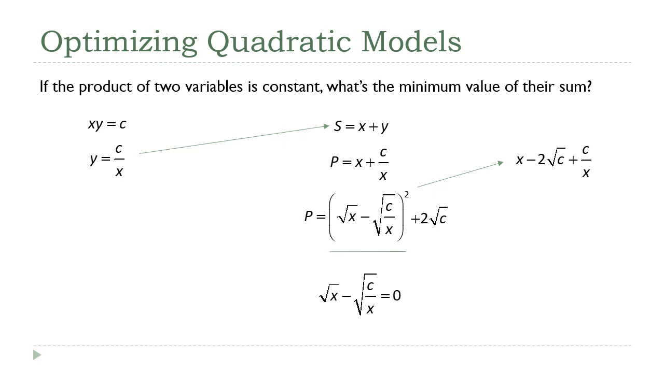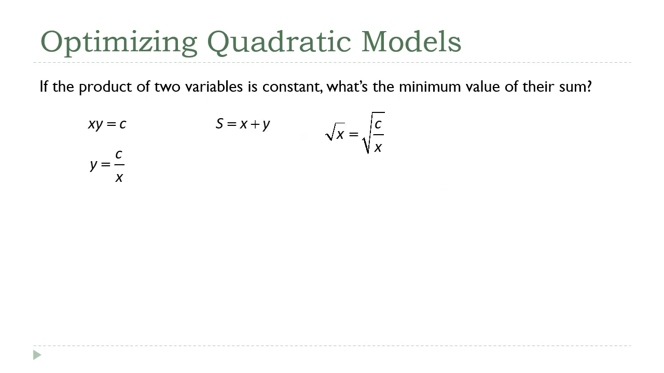Okay, and now I'm out of room. There's not enough room on here to squeeze in what we still need to do, so I'm going to go to a new slide. And I've got my original setup. I've got x times y is equal to a constant. I've got the formula for the sum, and I've got my formula for y. And here in the middle, I've got where we left off. Well, it's not quite where we left off. I moved the square root of c over x over to the right-hand side.